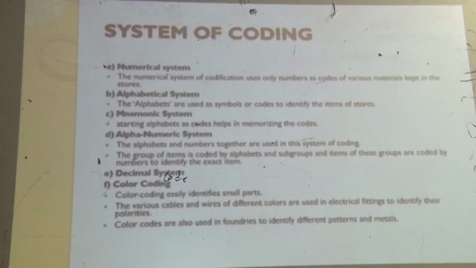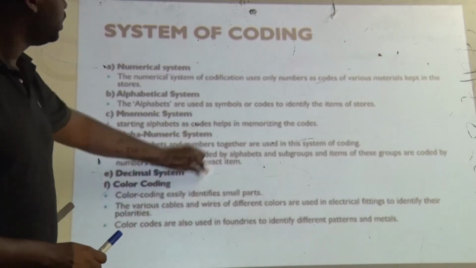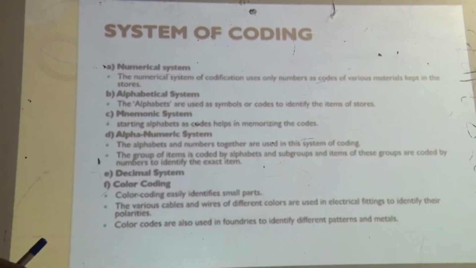So what are some of the systems of coding? We have various systems of coding, and this includes the numerical system, the alphabetical system, mnemonic system, alphanumeric system, the decimal system, and the color coding. So let's start with the numeric system. The numeric system uses numbers when coding. So basically you are using units or numeric numbers when you're coding your materials.